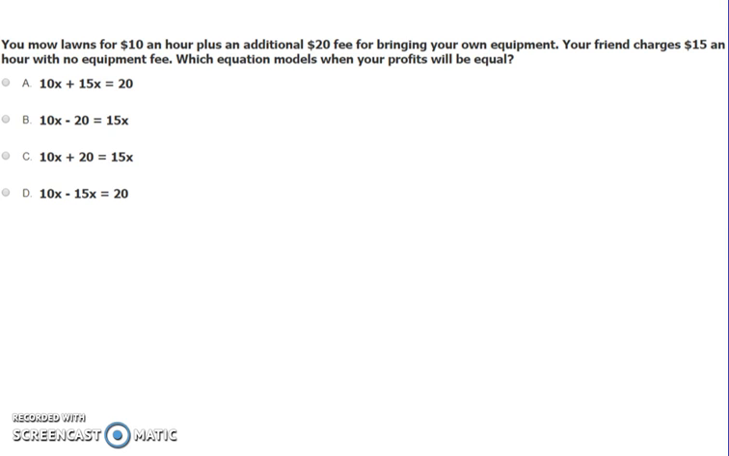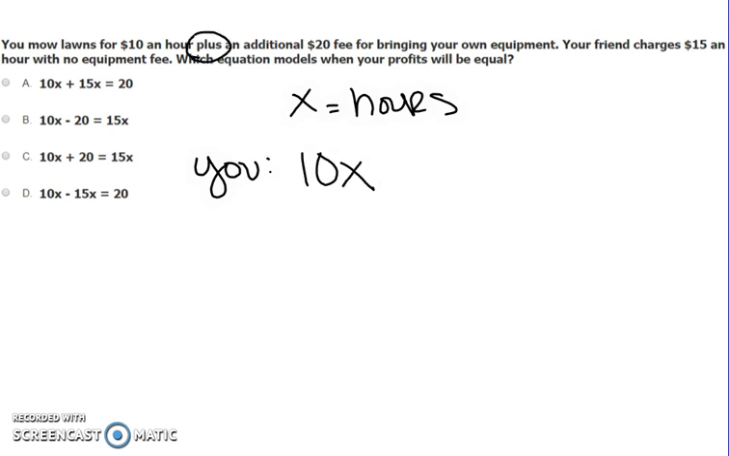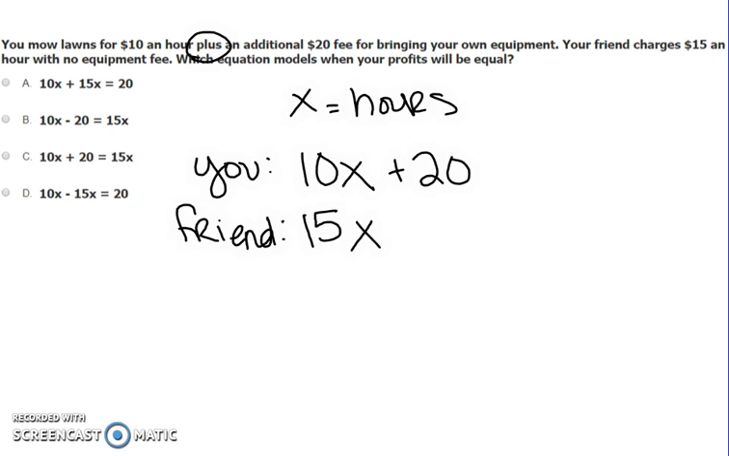The big thing we need to look at here is, first of all, what is our variable and what does it stand for? Well, I'm going to use x, and that's going to be equal to the amount of hours that I work. Because depending on the hours depends on how much you make. The equipment fee is a one-time fee. So for you, I charge $10 an hour, and the big word here, it says plus a $20 fee. Your friend charges $15 an hour, but there's no equipment fee, so we don't have to add anything to it.